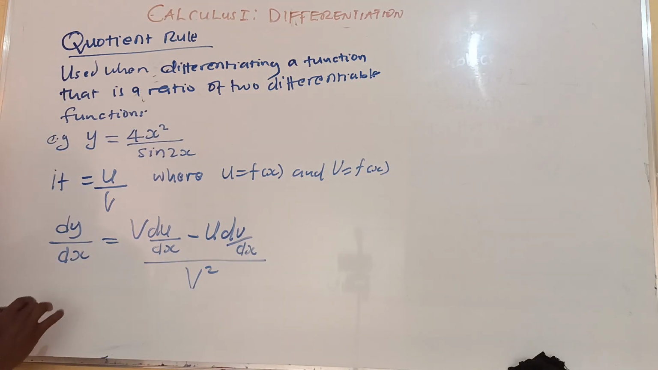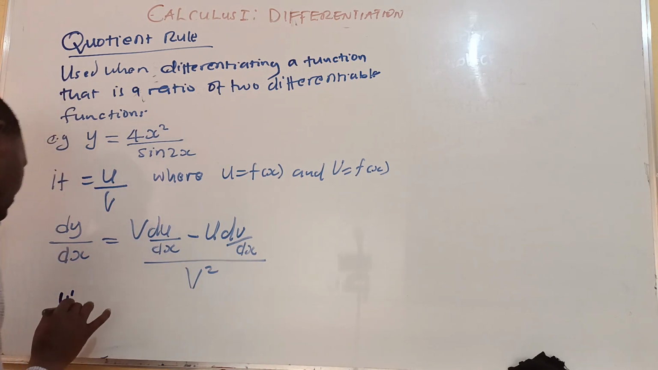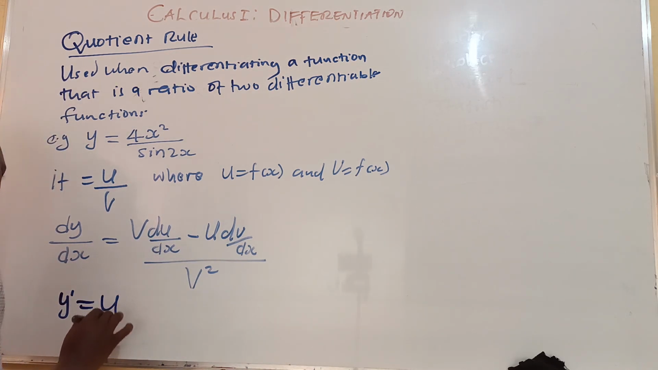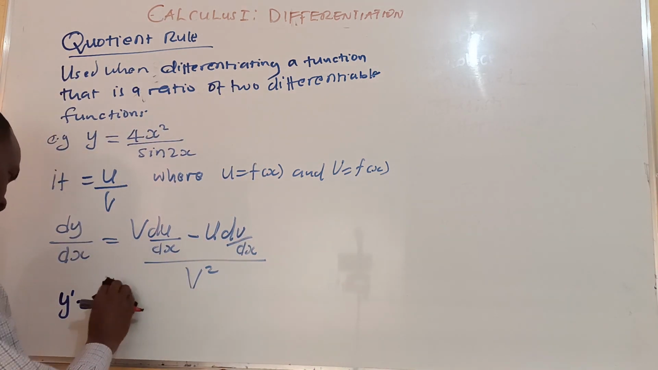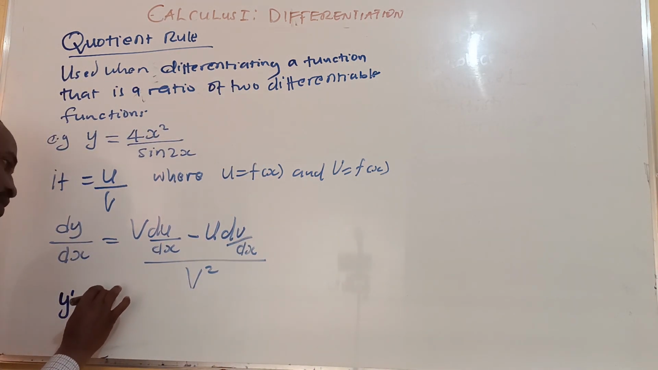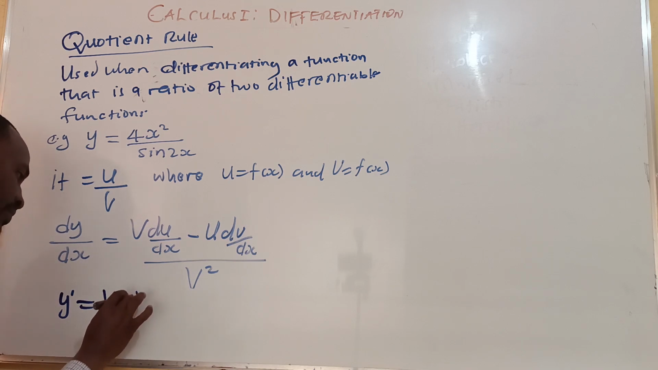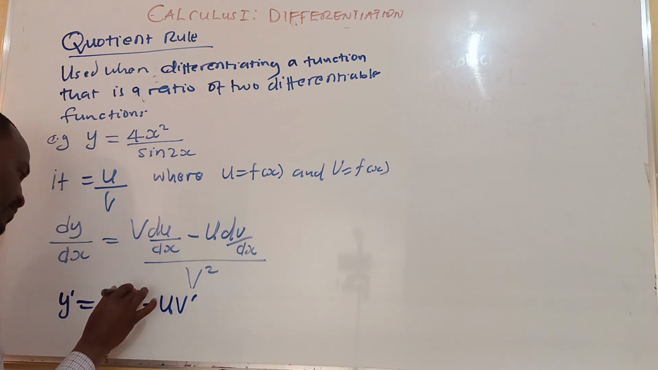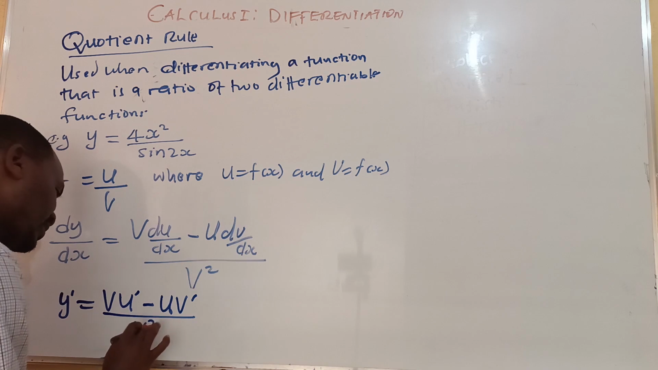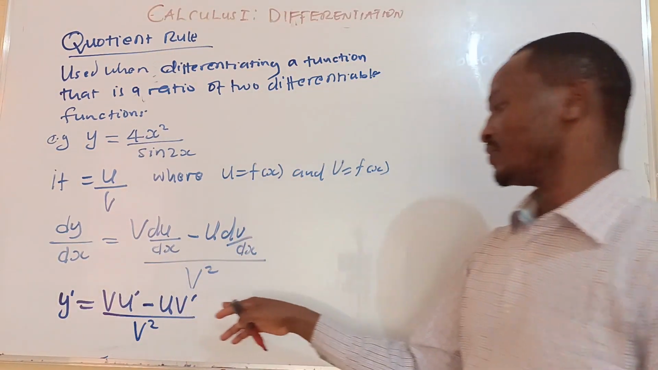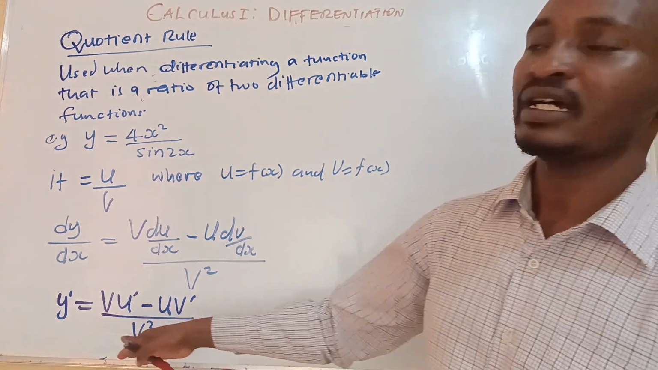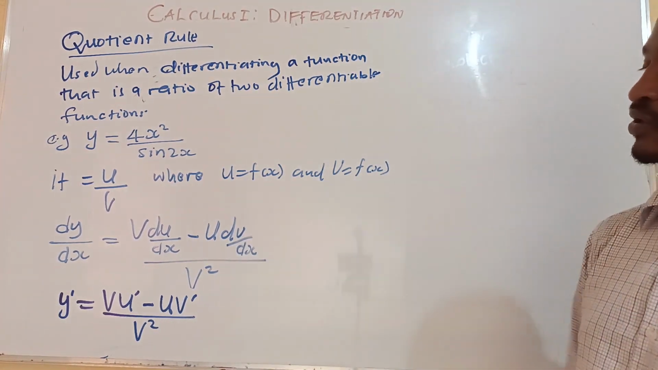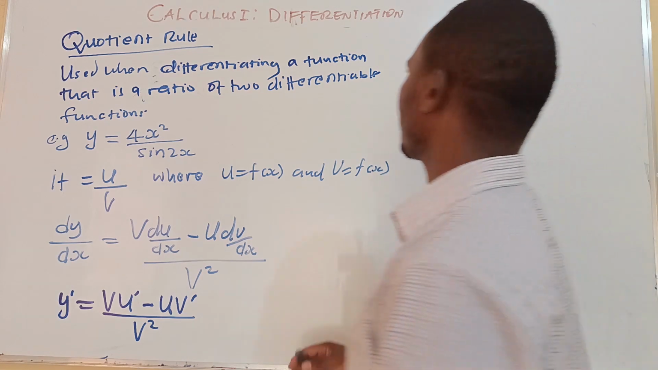You can also write the formula as y prime. Y prime means y has been differentiated with respect to a certain variable, is equal to v u prime minus u v prime, all over v squared. I find this way of writing the formula much easier to remember, but whichever you want to use, they are all the same.